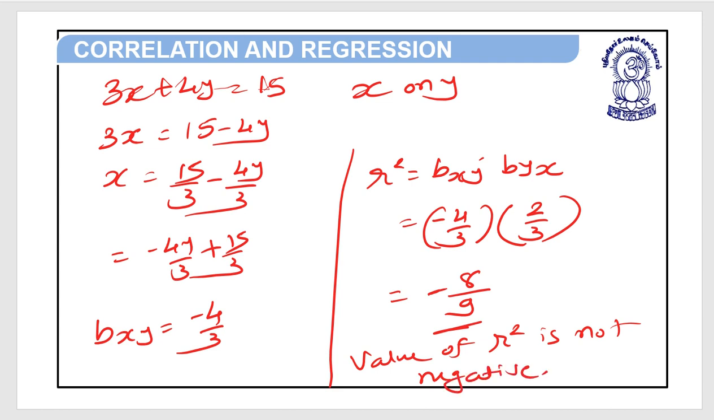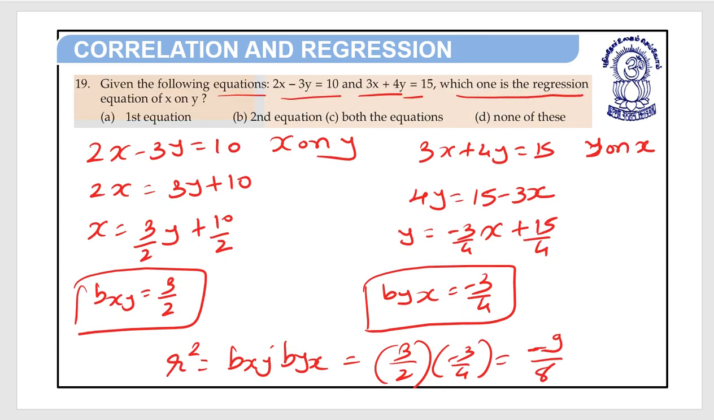So none of these equations is the regression equation of x on y. So none of these, option D. Both the equations do not satisfy the condition. Okay. So question number 19 answer is option D.